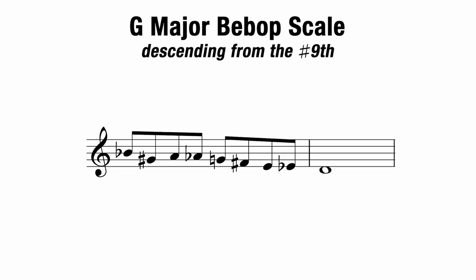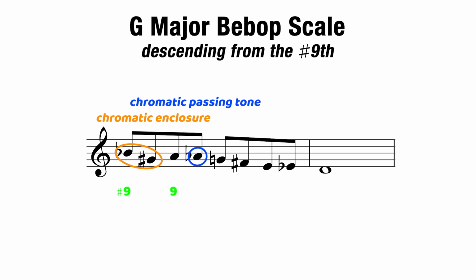Ta-da! If you started on the sharp 9, you can turn this into an enclosure around the natural 9th, and then insert the solution that we discussed earlier of what to do if you were to land on the natural 9th on a downbeat. Add a passing tone between this 9th and the root. Now we're back into the bebop scale. This is really starting to sound like bebop.